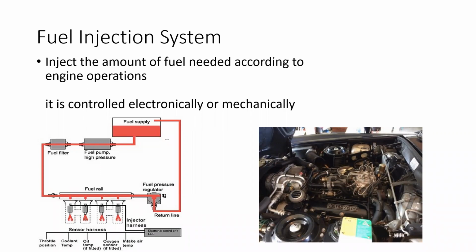So basically, how it works is you have a fuel supply, that means the fuel tank. You have a high pressure fuel pump. This is usually an electric fuel pump. It could be mechanical but mostly electrical. The electric fuel pump delivers fuel at around 40 bars of pressure and sends it through a fuel filter into something called a fuel rail.